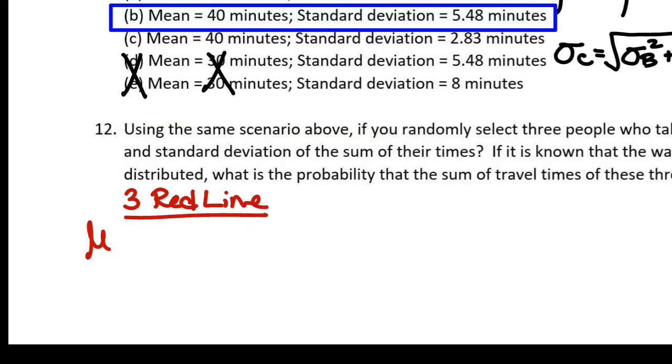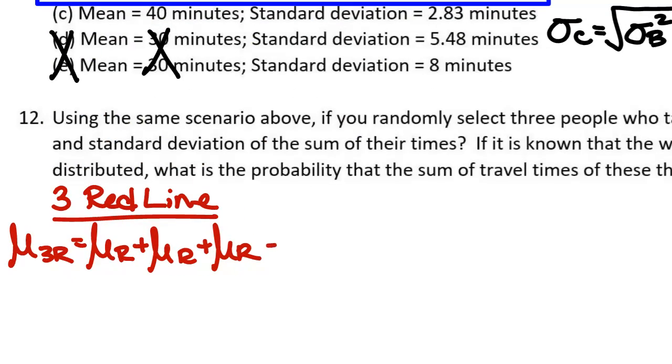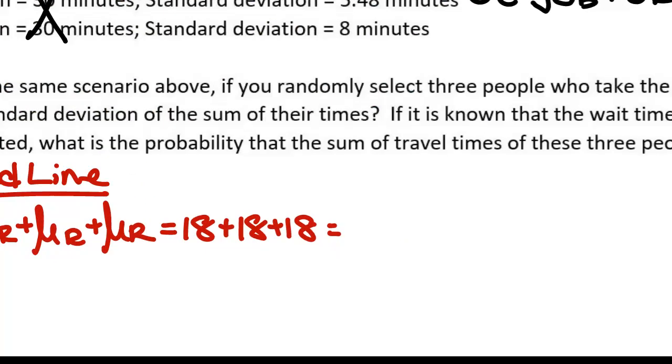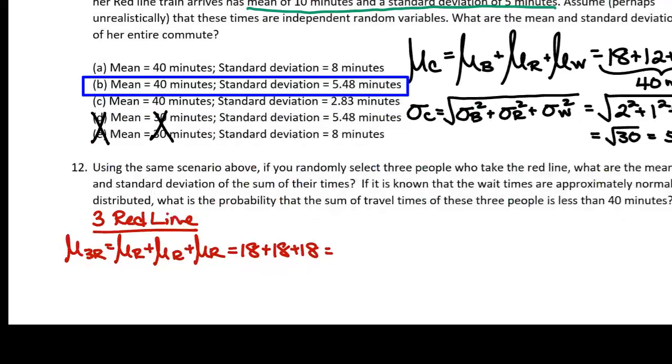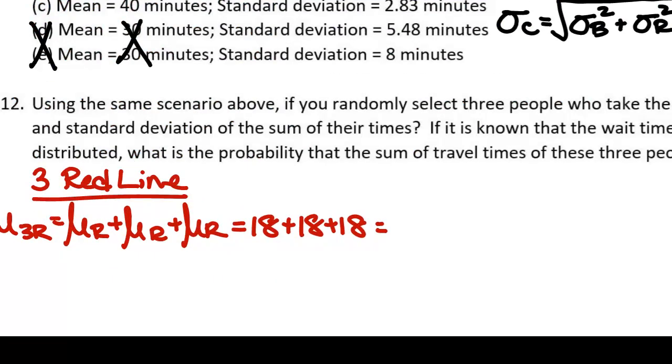the mean for 3 people taking the red line, I would do the mean of the red line plus the mean of the red line plus the mean of the red line. Mean for the red line was 18. So we have 18 plus 18 plus 18. Gives me a mean. Oh wait, I looked at the blue line, didn't I? Yeah, sorry. I looked at the number for the blue line. What is the mean for the red line? My apologies. 12. 12 plus 12 plus 12, not 18 plus 18 plus 18. I apologize. We get 36 minutes for the mean.